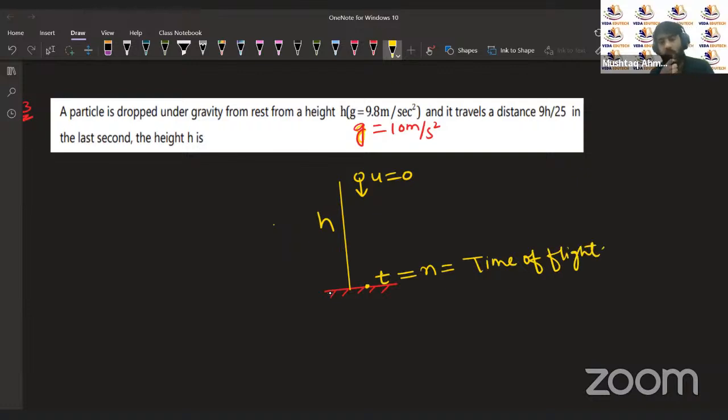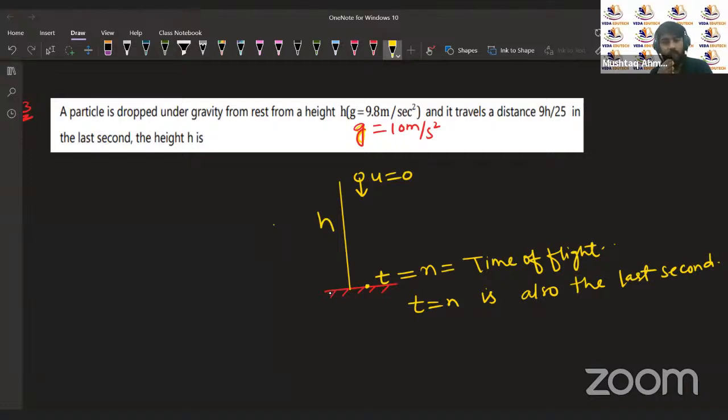So after time t equal to n, which is the time of flight, t equal to n is also the last second. We can say two things: the time of flight is the time taken by this particle to strike the ground, or this is the last second of the time of flight. Suppose the time of flight is 9 seconds, so the last second will be the ninth. If the time of flight is 20 seconds, then the last second will be the 20th. That's how we can interpret it.